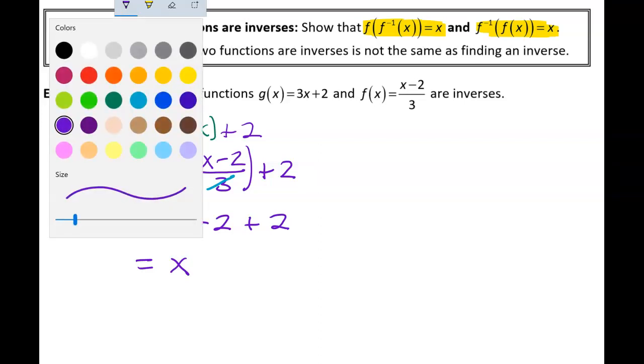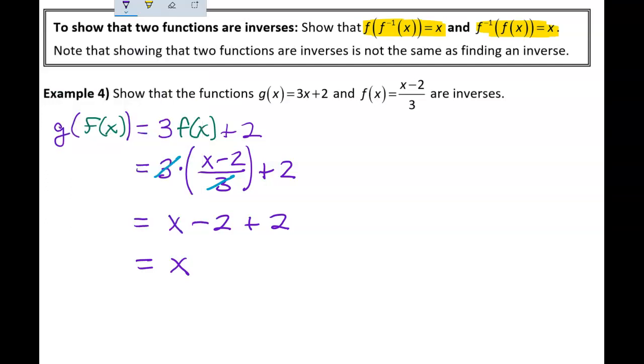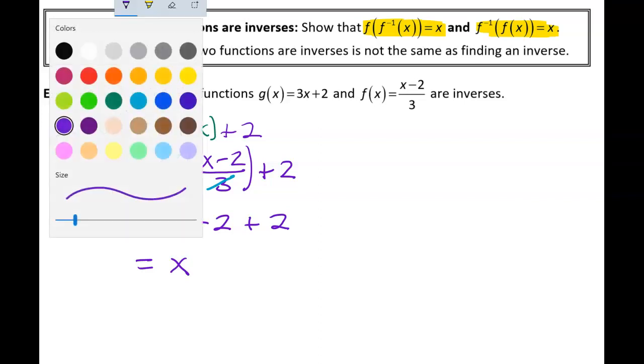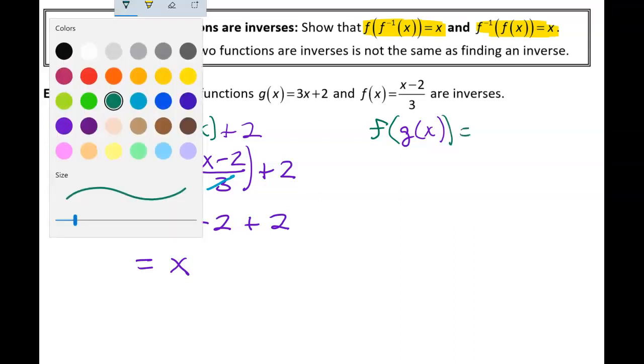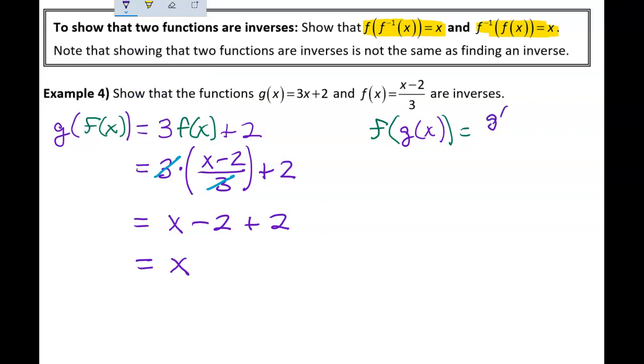All right, let's check out the next one, which is f of g of x. So f of g of x, and I'll sort of color code that here as well, f of g of x is equal to g of x minus 2 over 3. F of x is x minus 2 over 3. F of g of x is g of x minus 2 over 3.